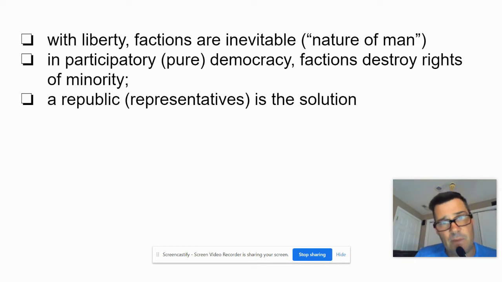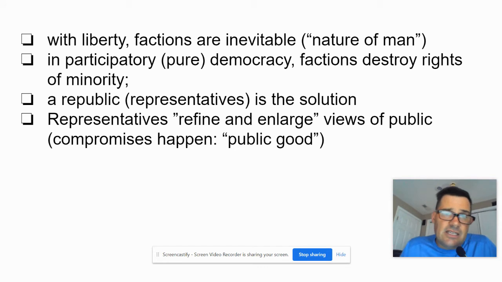So if a pure democracy where everybody's voting on everything results in the destruction of the rights of the minority, which will end up in civil war and dictatorship, then a republic where we elect representatives is a solution. Why is it that having representatives is better than everybody voting on everything, like the idea of democracy? Well, here's what Madison says. He says that representatives chosen to represent a large group of people will refine and enlarge the views of the public. They'll refine and enlarge.